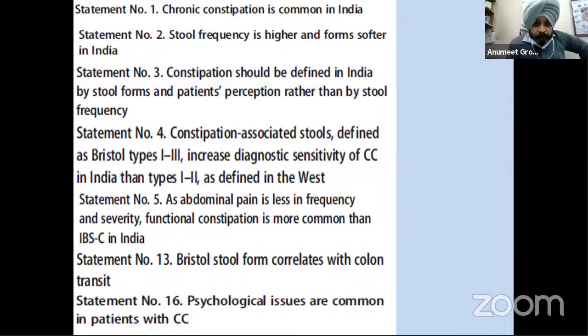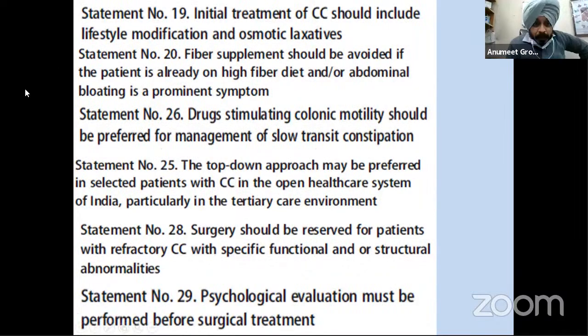There are very important statements in the position statement of the Indian Society of Gastroenterology published in 2018. Initial treatment of chronic constipation should include lifestyle modification and osmotic laxative. This is the briefing of what I told you in the previous slides. Fiber supplement should be avoided if the patient is already on a high fiber diet. Drugs stimulating colonic motility should be preferred for management of slow transit constipation.